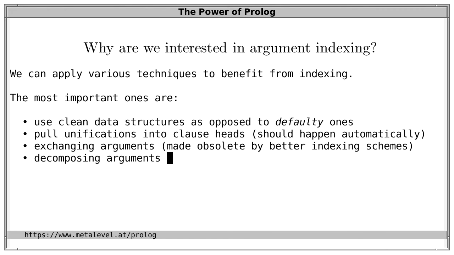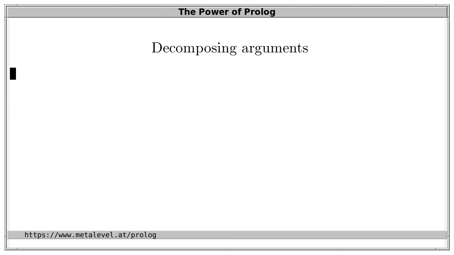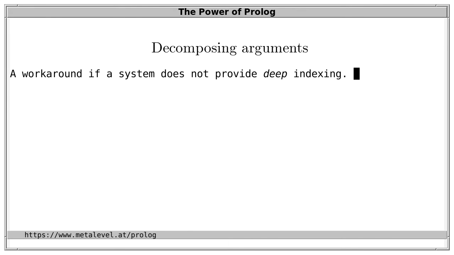Further, we can decompose arguments. Decomposing arguments is a workaround if a system doesn't provide deep indexing. For instance, if we have these 2 clauses, then argument indexing that only takes into account the principal functor can't tell the clauses apart, because the principal functor is f/1 in both clauses.